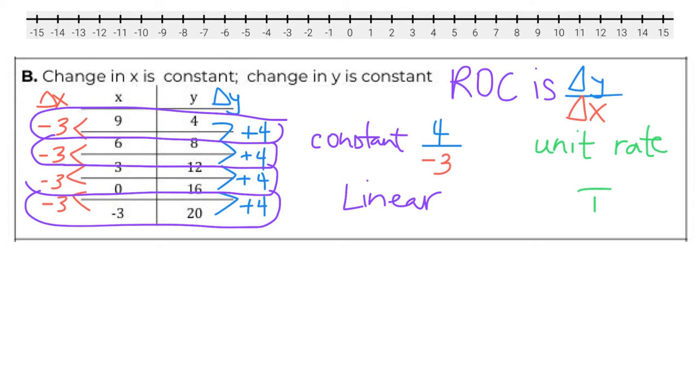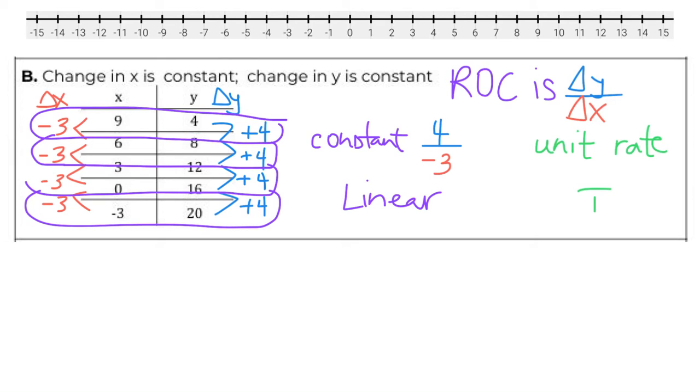This scenario can have a unit rate that comes out to an integer. This particular one does not. It has a unit rate that comes out as a decimal. And I can see that because when I divide 4 divided by -3, 3 doesn't go into 4 evenly. So when I divide this on a calculator, 4 divided by -3 would come out to -1.3 repeating.